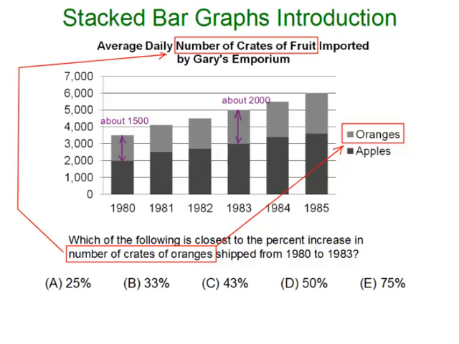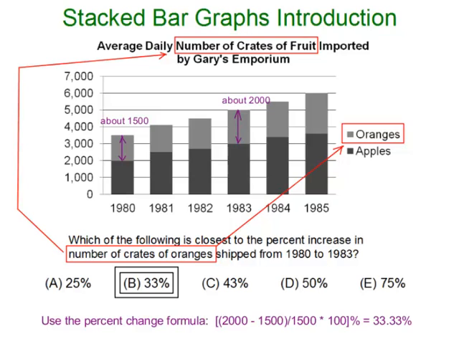So that corresponds to B, but you can explicitly use the percent change formula for this. And notice that the other choices are really far away from that. So even if we're doing a little bit of approximating as we determine those numbers, the percent is pretty reliable.